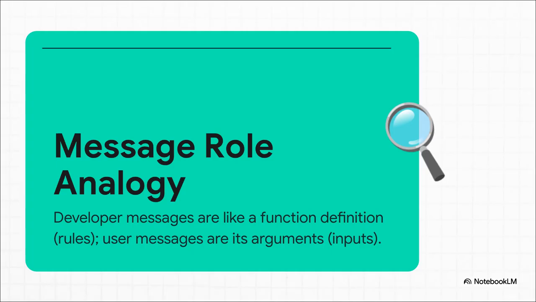There's a brilliant way to think about this. The developer message is like when you define a function in code. You're setting up the permanent logic, the rules. The user message is like calling that function with specific inputs. You're just providing the data for those rules to work on.